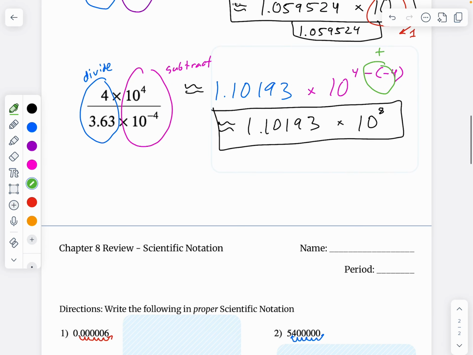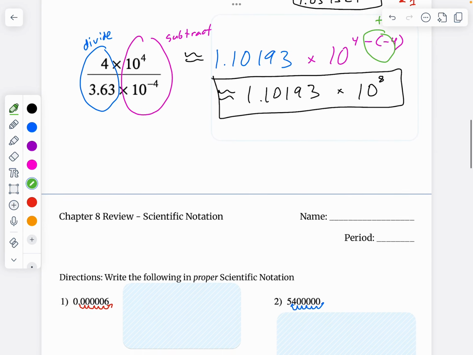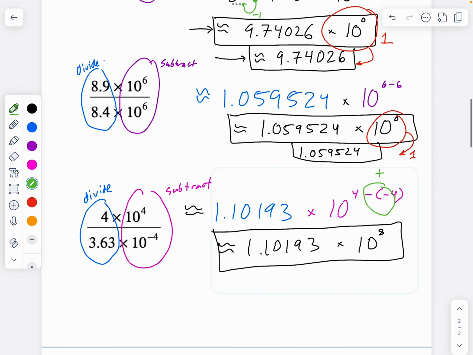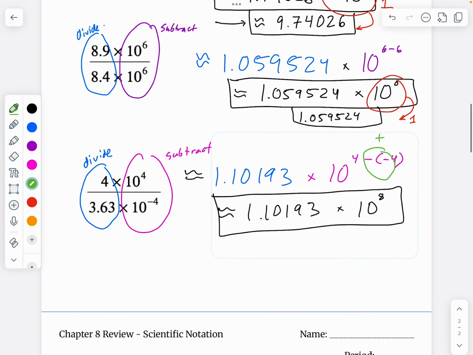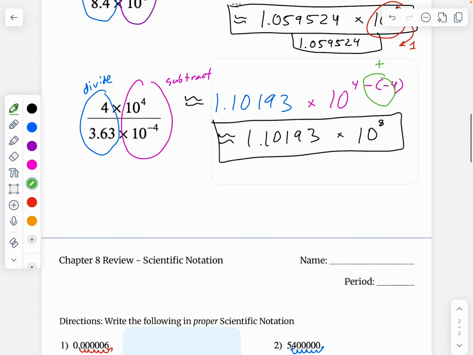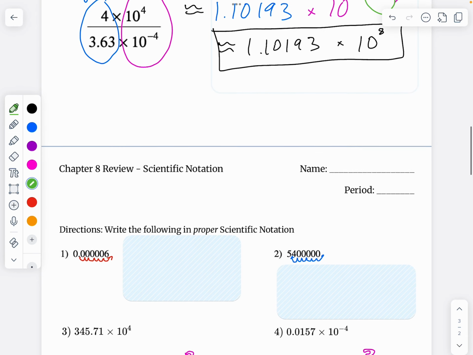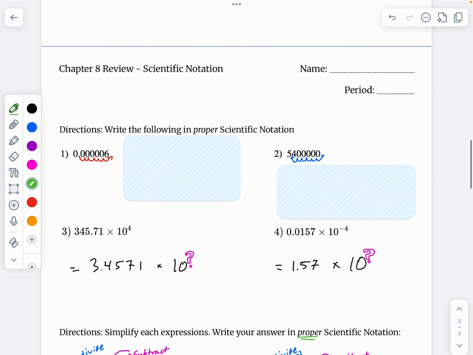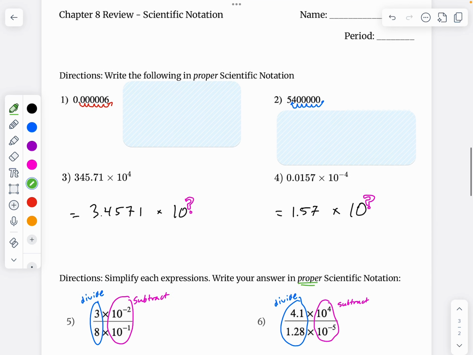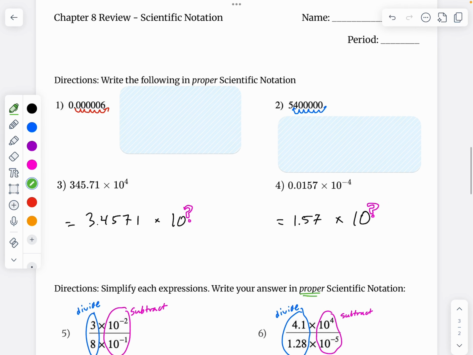Okay, I'm going to move on to our Chapter 8 review. Let's move on. I'm going to do it super slowly. I'm going to move down super slowly. Make sure you have this in your notes. We're going to move on to the Chapter 8 review. All right, Chapter 8 review. I hope you had a chance to get a head start on it.